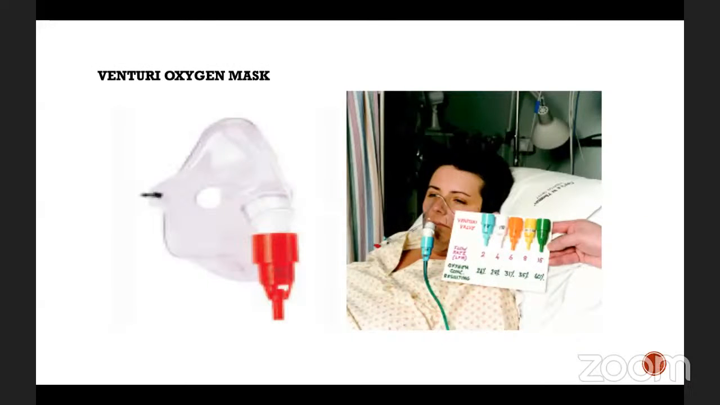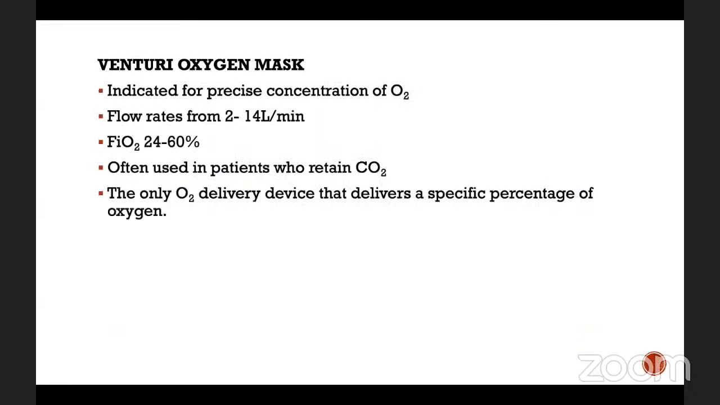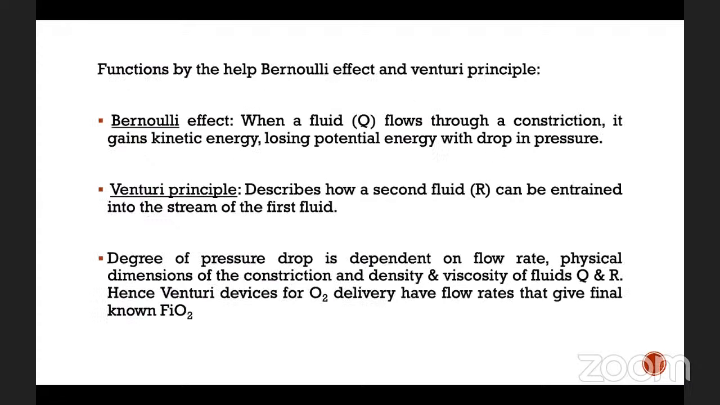The Venturi oxygen mask is another device which is indicated if we want to give a precise concentration of oxygen. Flow rate is about 2 to 14 liters, and it can deliver FiO2 of 0.24 to 0.6 to our patients. The flow rates help determine the actual flow rate the patient will have at the end of the day. But remember that it's indicated for patients that require precise concentration of oxygen, like patients with chronic obstructive pulmonary disease, where we don't want to wash out all the carbon dioxide.